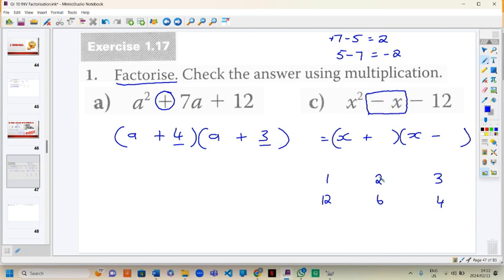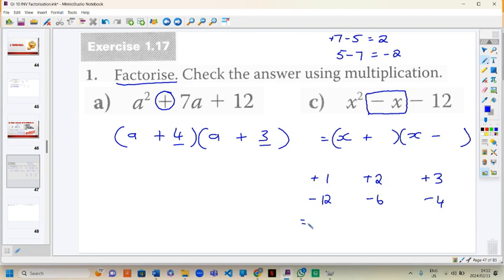So which one of these factors have to be negative? The bigger one or the smaller one? The bigger one. Very good. Okay, so if I make the bigger factor negative, all of these answers are going to be negative answers.